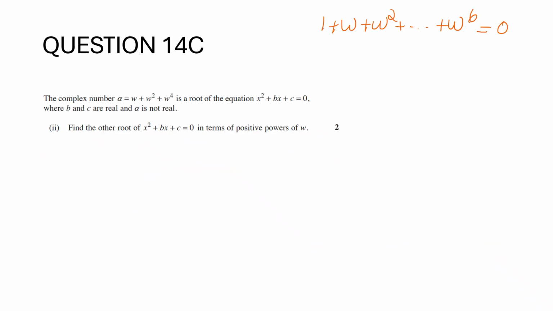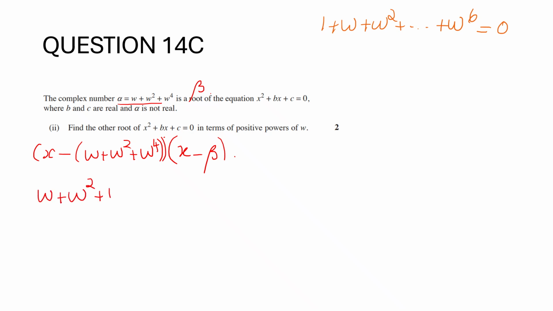Part 2, find the other root of x squared plus bx plus c equals 0 in terms of positive powers of w. So if we know one of the roots is this, we'll call beta the other root. And so we've got x take away w plus w squared plus w to the power of 4, and then x minus beta. Now we want the sum of the roots, which is w plus w squared plus w to the power of 4 plus beta, to be real.